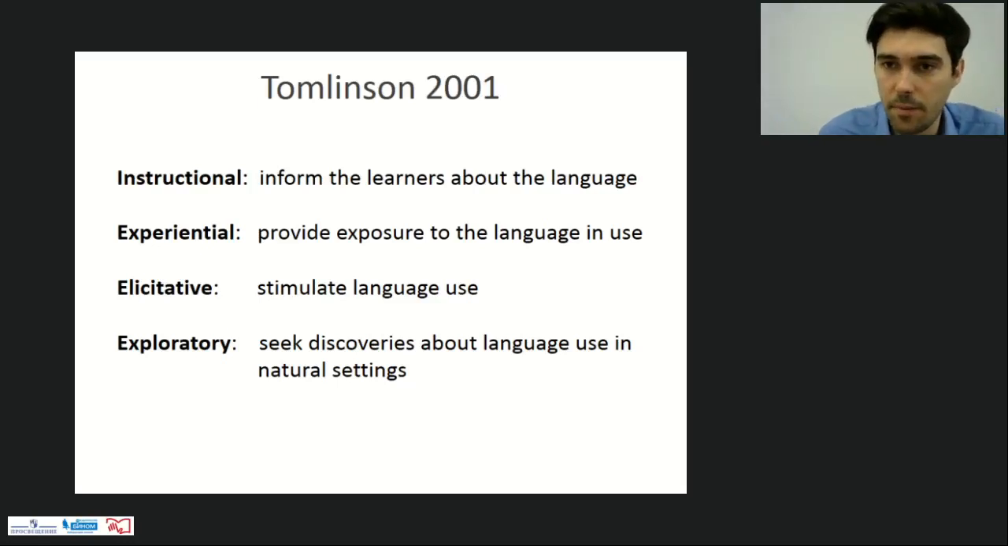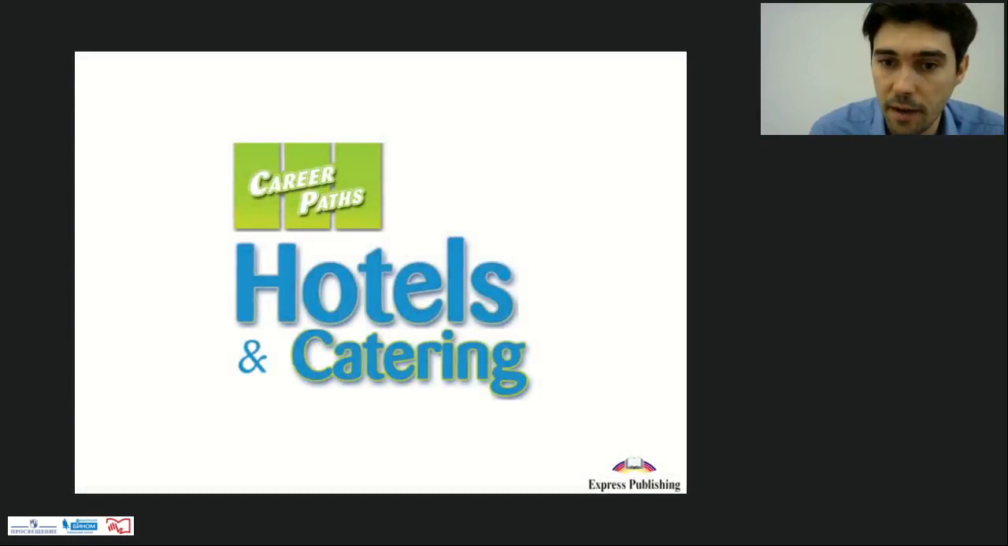So I'd like you to keep this slide in mind as we go through the examples, and we can see how each of these can be seen in Career Paths, and how Career Paths can help our students develop their employability skills. We're going to be looking at some examples taken from Career Paths, Hotels and Catering, and we're going to see how we can develop our ESP employability skills throughout a lesson. So we're going to go through a lesson together, and have a general overview of the different skills the learners will be developing.